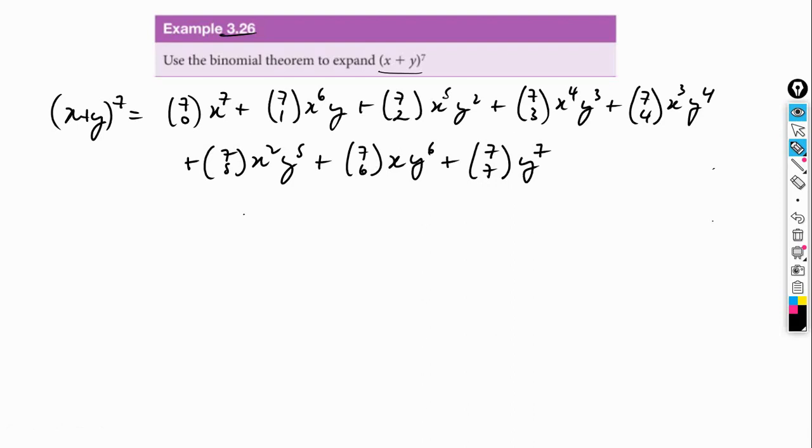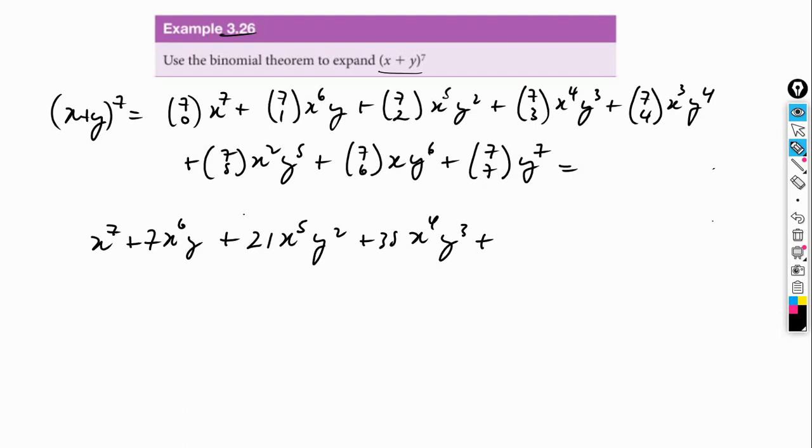And then if you do all the math here, this is going to equal x to the 7 plus 7x to the 6 y plus 21x to the 5 y squared plus 35x to the 4 y cubed plus 35x to the 3 y to the 4 plus 21x squared y to the 5 plus 7xy to the 6 plus y to the 7.